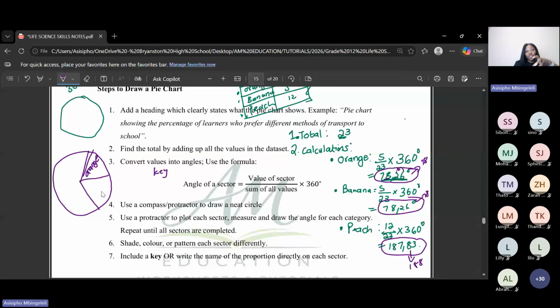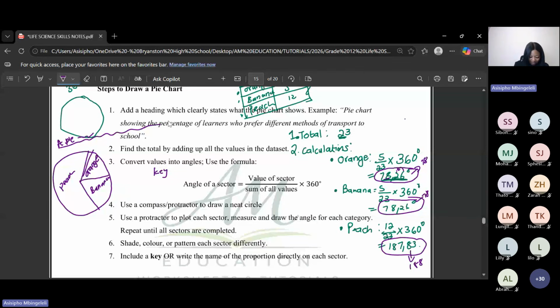That means you need to move your protractor around, as in the 2 minutes video. You move it around and then you get another 78 and you say this one is for banana. And then this one will be for a peach. The remaining one should be the 188. You then have the heading: a pie chart showing learners' favorite fruits, grade 12 learners' favorite fruits, August 2026.